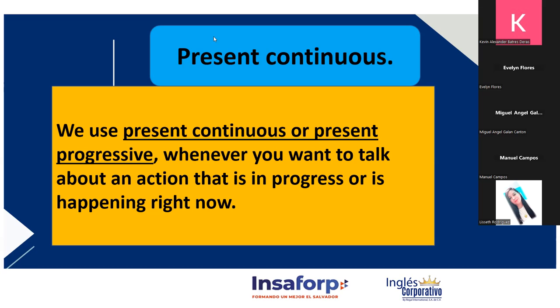Perfect. Let's listen to Manuel Hernandez, please. Read the information the third time. We use present continuous or present progressive whenever you want to talk about an action that is in progress or is happening right now. Perfect. Lizette Rodriguez, you are the fourth one. Action. We use present continuous or present progressive whenever you want to talk about an action that is in progress or is happening right now. Perfect. Thank you. So let's check.